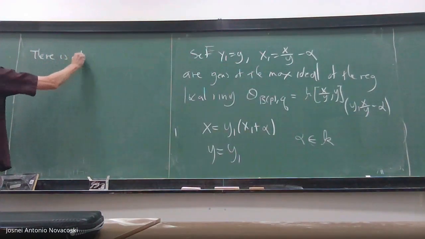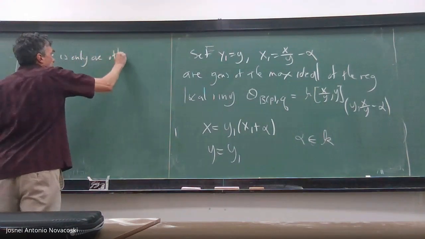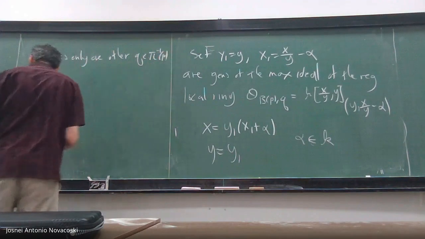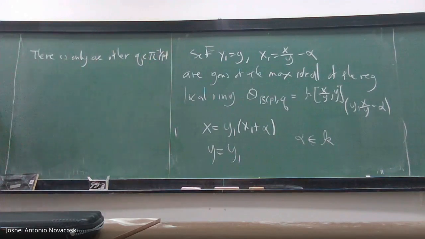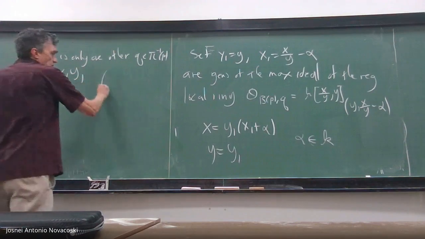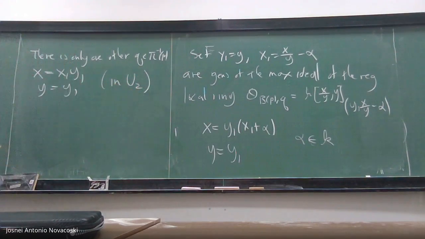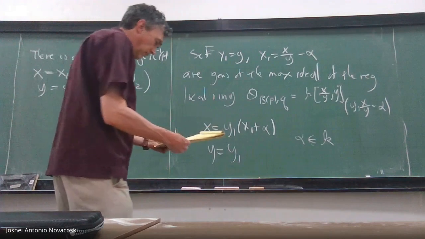There's only one other point Q in P inverse P, and it has the expression X equals X1, Y equals Y1. This is in the chart U2. Then you go through the same kind of process and you end up with this substitution. That's the only other one you don't have.